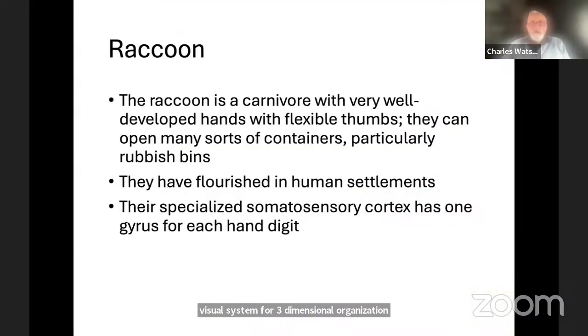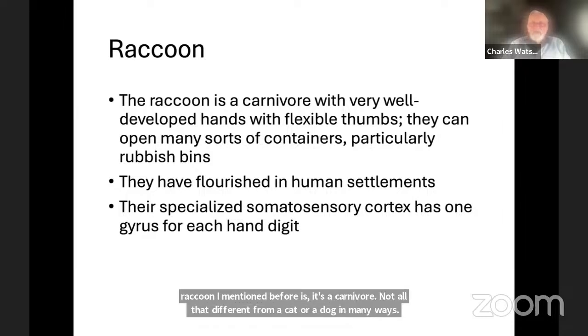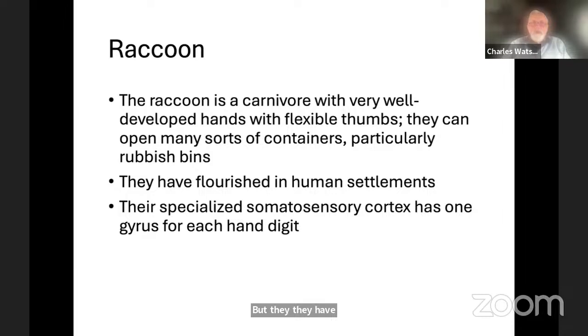The raccoon I mentioned before is a carnivore, not all that different from a cat or a dog in many ways, but they have amazing hands. Instead of just having a paw, they have hands with separate fingers and flexible thumbs, and they're extremely good at opening containers of various kinds. They do particularly well with rubbish bins, and so they've flourished well in human settlements. They can basically get anything they want out of anything that's around in the backyard of a human settlement.